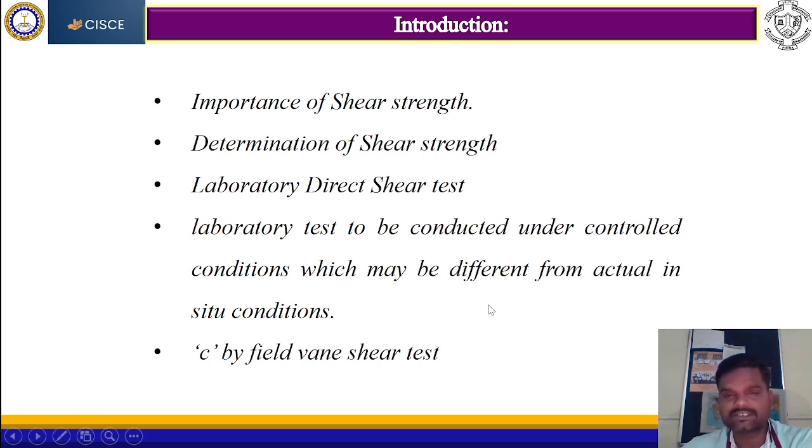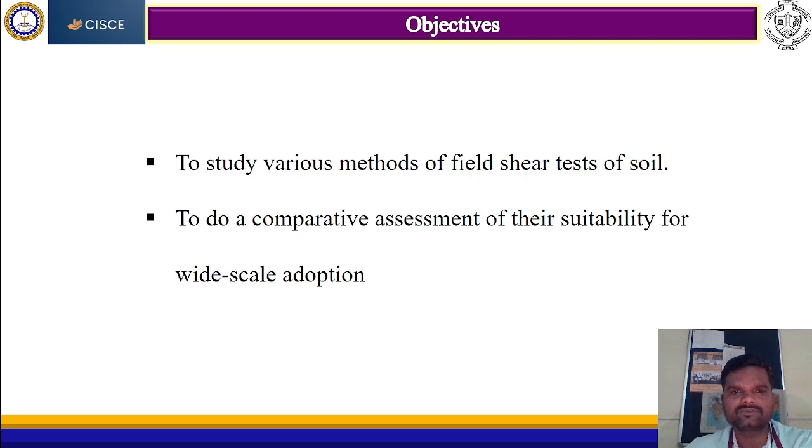Yes, the field vane shear test is also available, but in the field vane shear test we cannot apply the normal load on the soil, because there is no provision to apply the normal load. Hence the field vane shear test is only applicable for cohesive soil. That's why we can find only the C value of the soil.